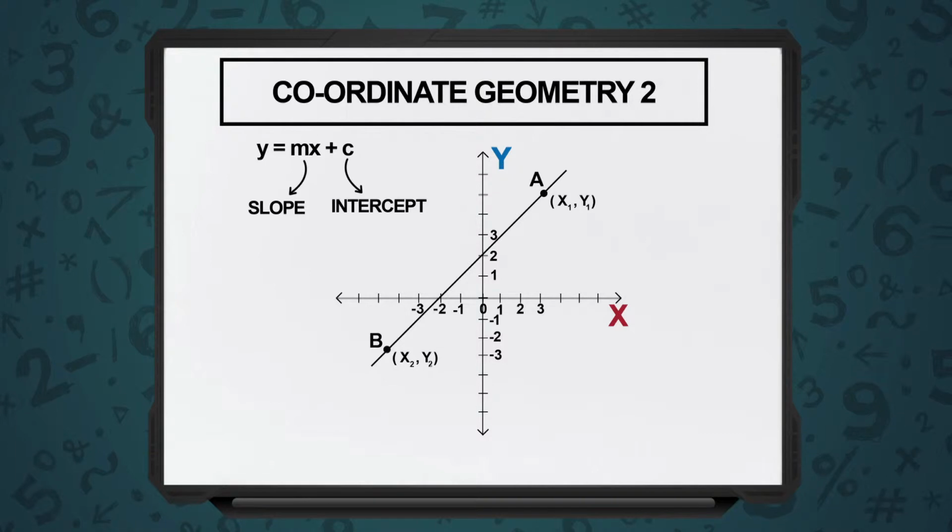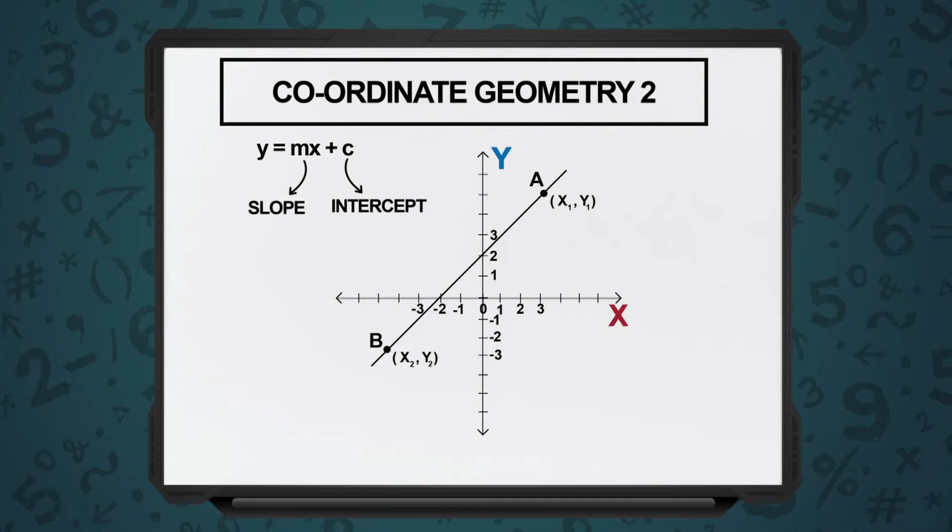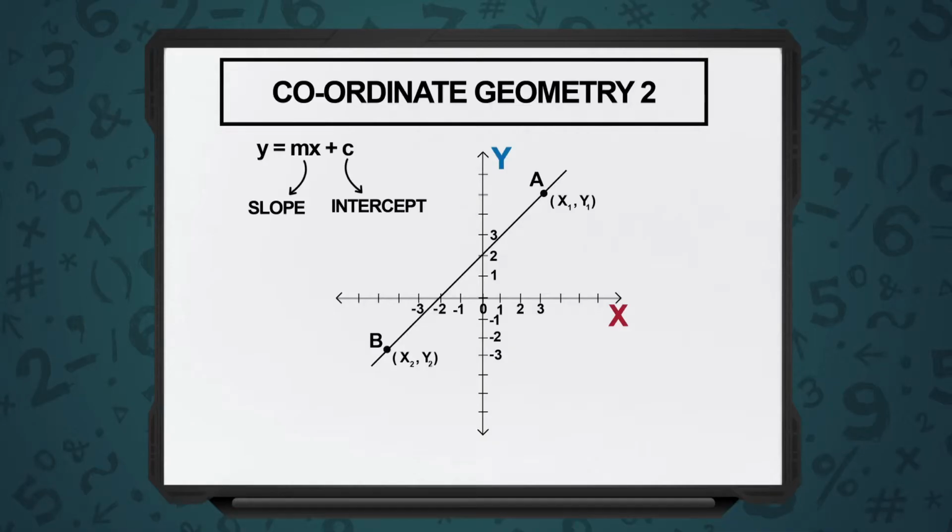Let's say you have 2 points on the coordinate axis, point A which has coordinates x1, y1 and point B which has coordinates x2, y2, and you draw a line across that. You can have an equation for that particular line which will be given by the formula y is equal to mx plus c, where y is the value of y across that line, x is the corresponding value of x, m stands for the slope and c stands for the intercept.